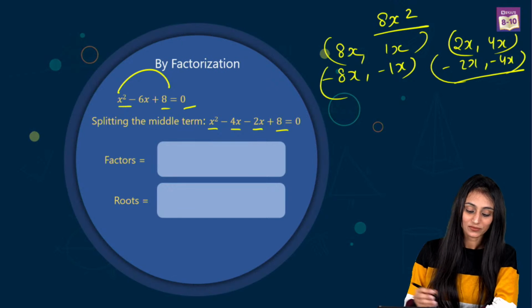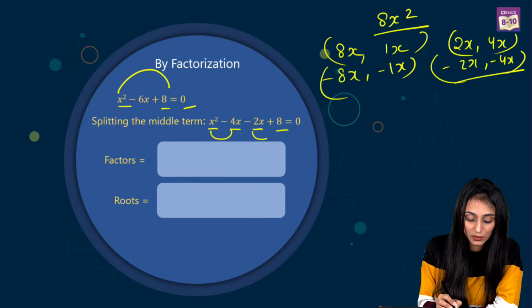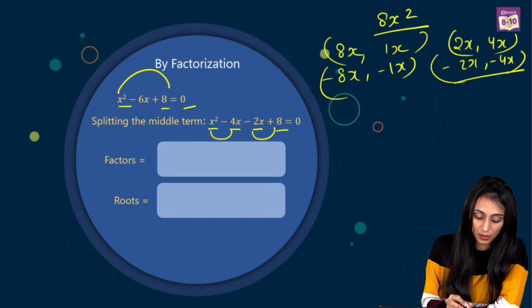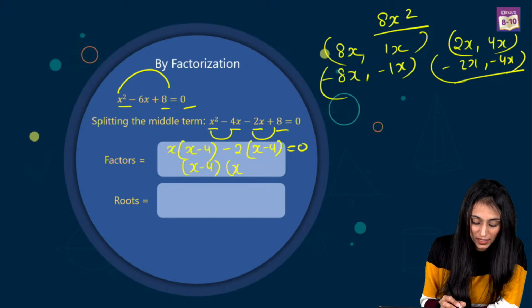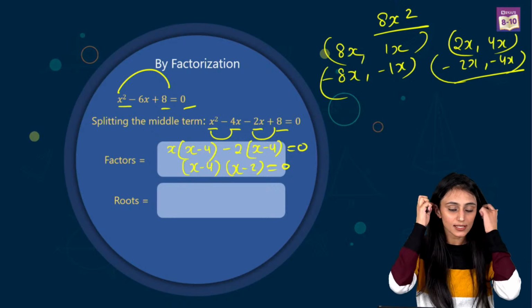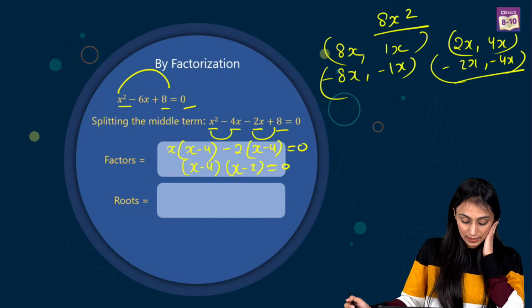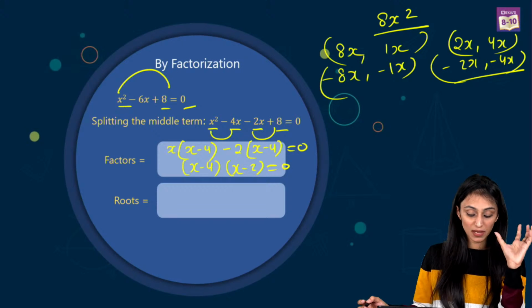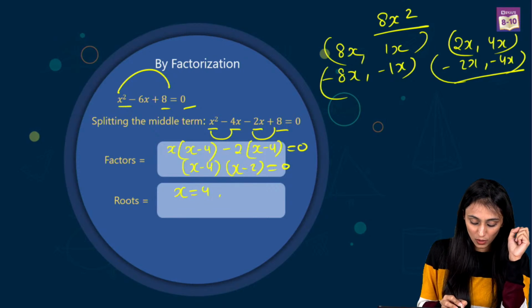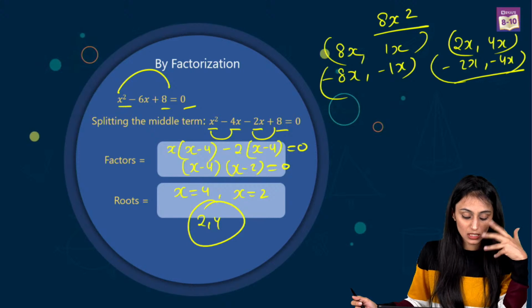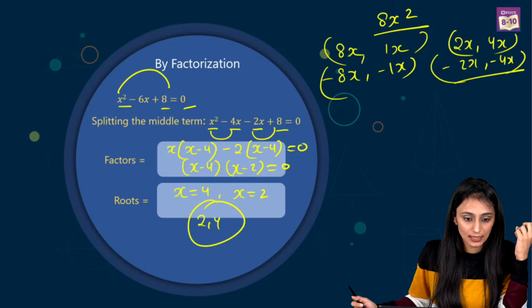All right. Now to find the factors, I'll take common from the consecutive terms. I'll take common x from here, so we have x minus 4. I'll take minus 2 common from here, we have x minus 4 equal to 0. So both the brackets are the same. We have x minus 4, x minus 2 equal to 0. Correct? So these are the factors, x minus 4 and x minus 2. The roots, we equate them to 0. So I get x equals 4 and x equals 2. So 2 and 4 are the roots for this quadratic equation.